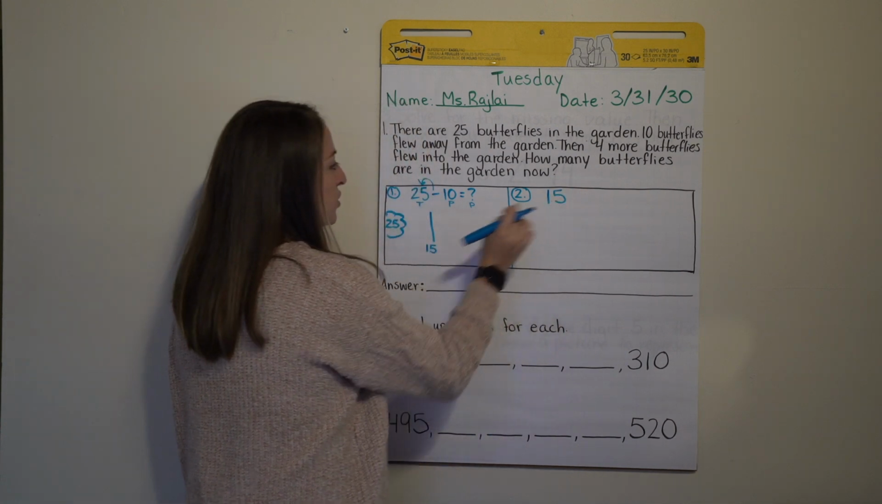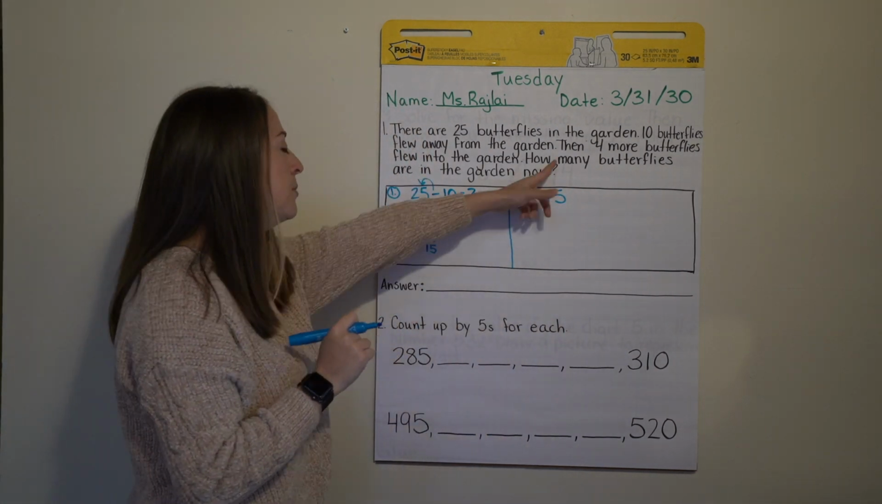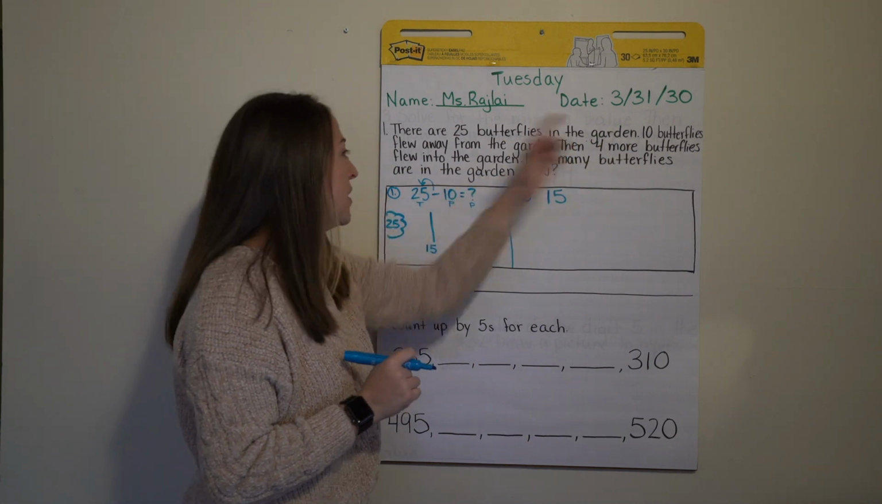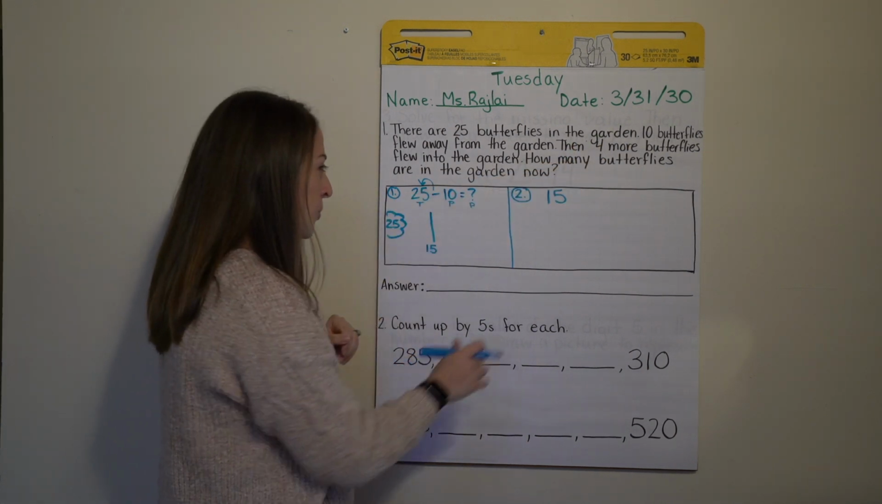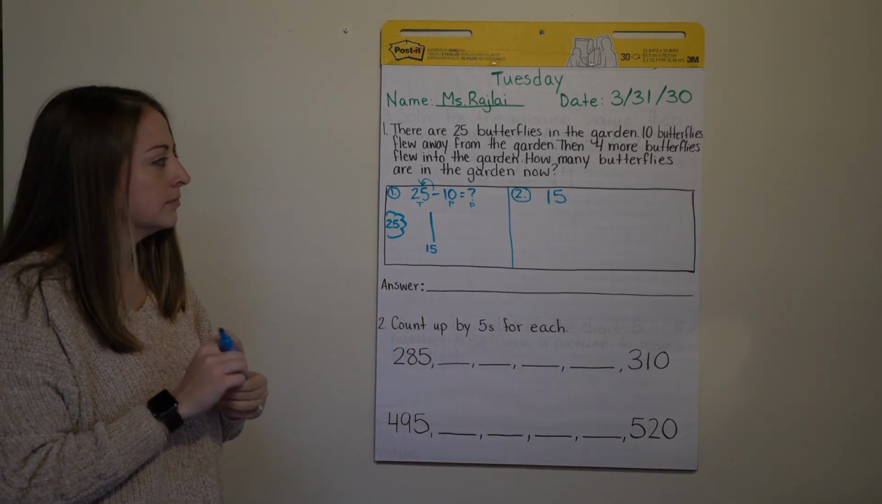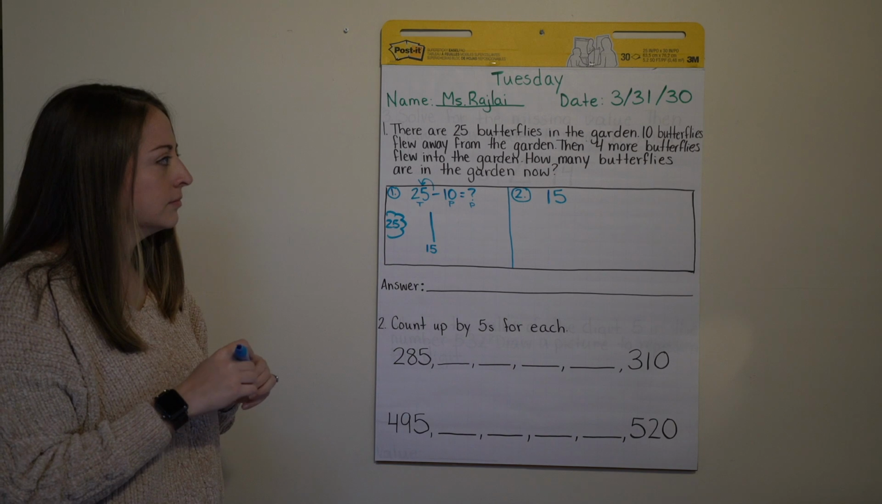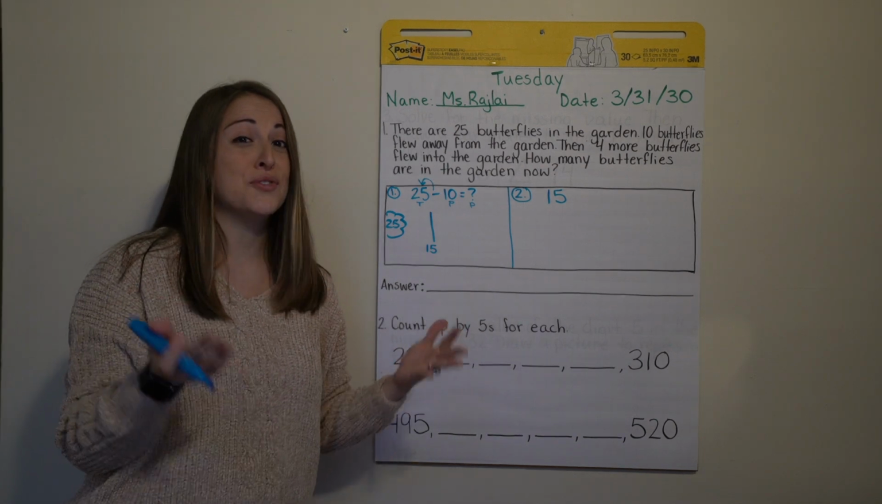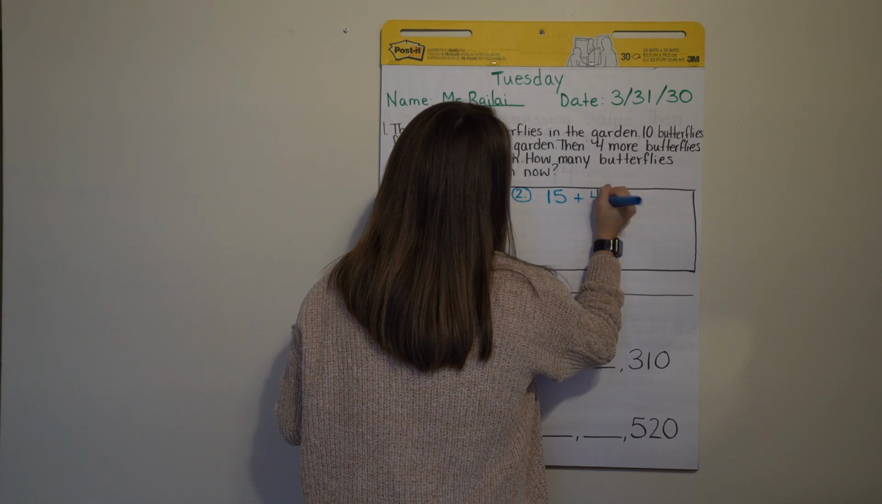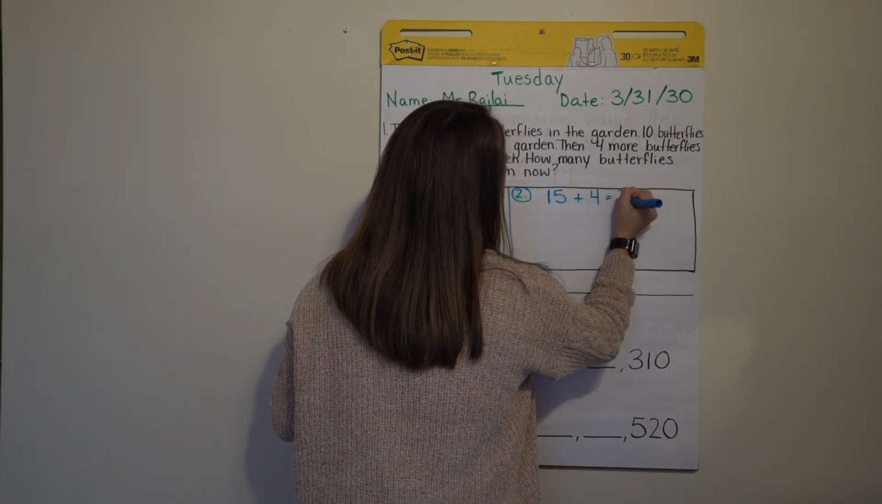This is going to be the start of my number sentence, and I'm going to keep reading the problem. Then 4 more butterflies flew into the garden. So what would we write next? Yeah, we would write plus 4 because 4 more came into the garden. Equals question mark.